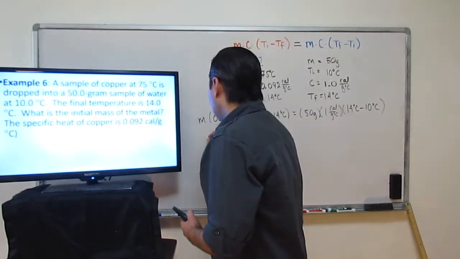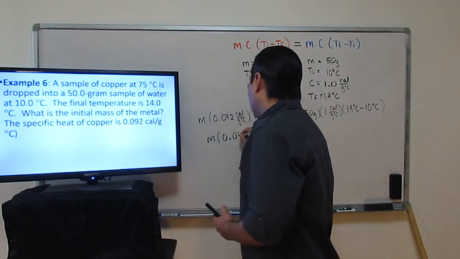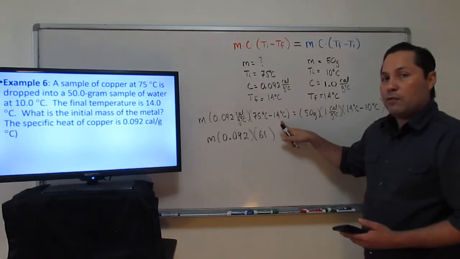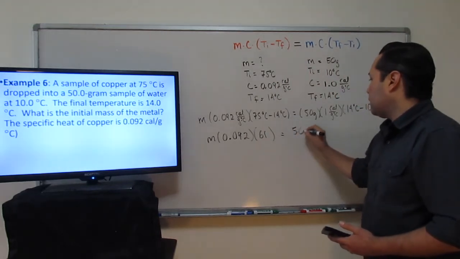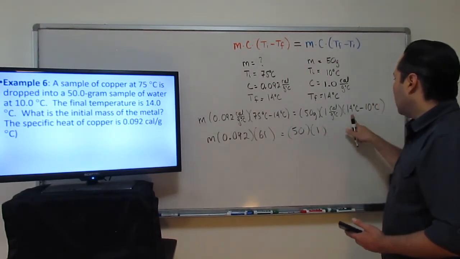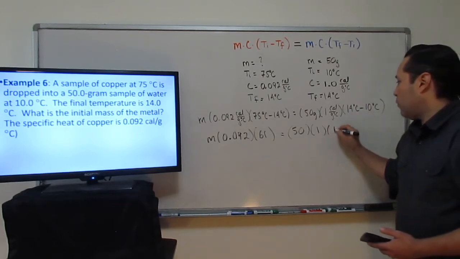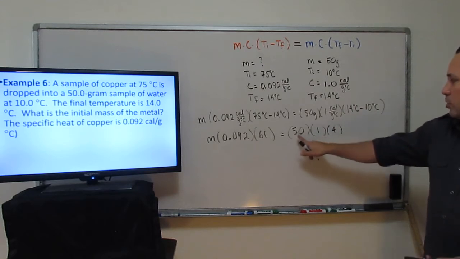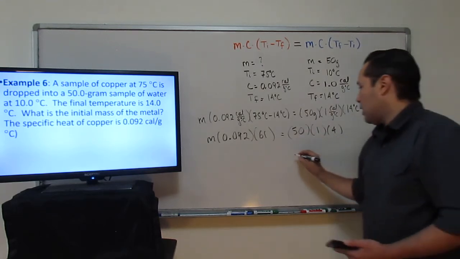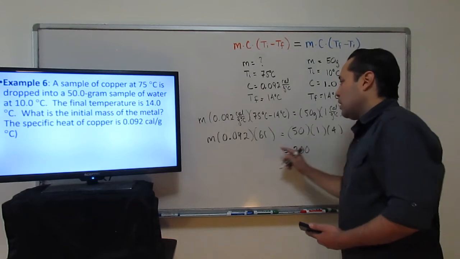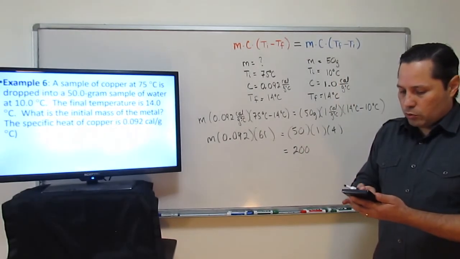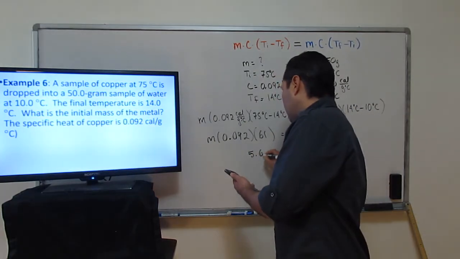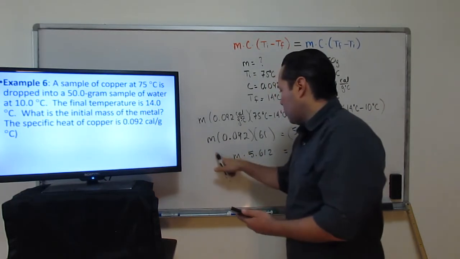So I'm going to rewrite this. M multiplied times 0.092 times 61, that is the subtraction 75 minus 14, is equal to 50 multiplied times 1. And 14 minus 10 will just give me 4 degrees right there. Next, I'm going to multiply everything on the right. So it's going to be 50 times 1 times 4. That gives me 200. And on the left-hand side, 0.092 multiplied times 61 will give me 5.612. And the M, just bring it down.